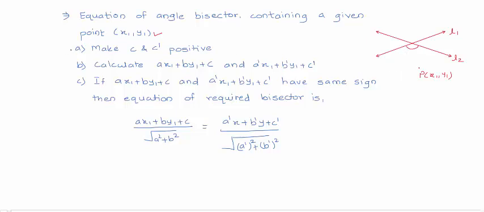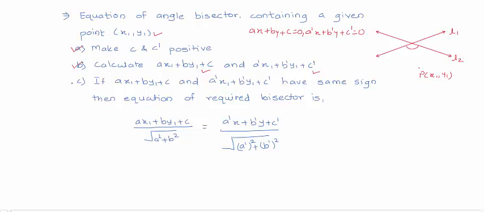The first step is to make c and c dash positive. Second step, calculate ax1 plus by1 plus c and a dash x1 plus b dash y1 plus c dash. That is, the equations of the lines are ax plus by plus c equals 0 and a dash x plus b dash y plus c dash equals 0. You substitute the given point x1 y1 in both LHS, so you get two numbers: first is ax1 plus by1 plus c and the other is a dash x1 plus b dash y1 plus c dash. Okay, this is step 2.